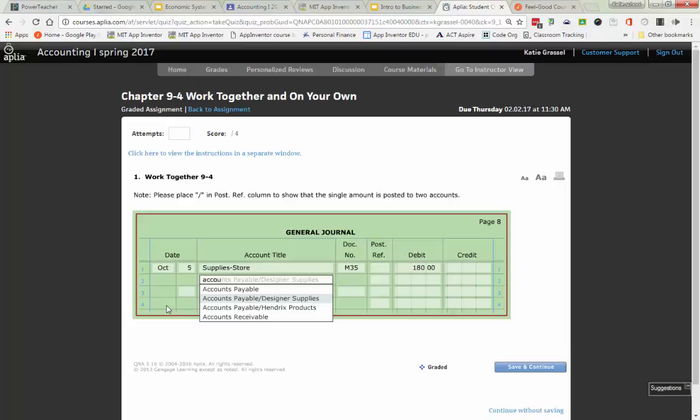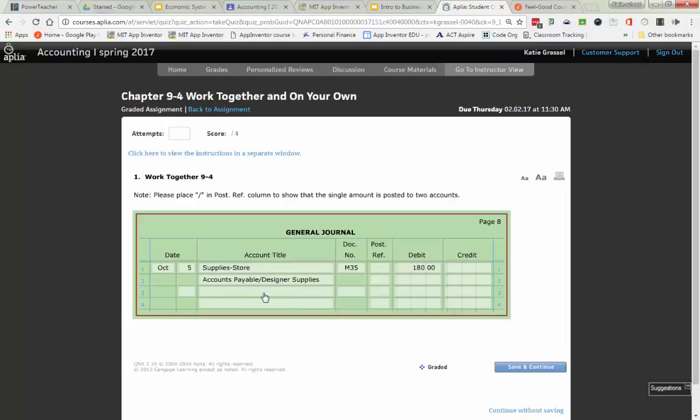Now be aware, Aplia likes to be tricky, and they might actually put in accounts receivable / and it might be the wrong one. So always be aware, are you doing payable or are you doing receivable? Payable means we have to pay them money in the future. Receivable means they're going to pay us money, or we are going to receive money.